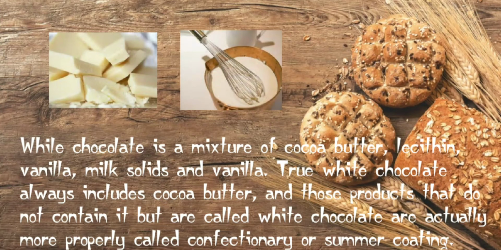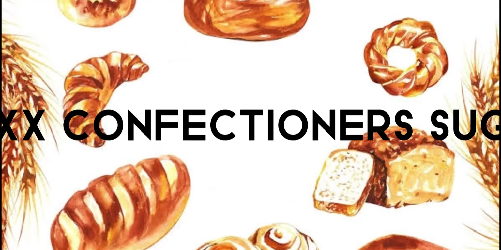White chocolate. White chocolate is a mixture of cocoa butter, lecithin, vanilla, and milk solids. True white chocolate always includes cocoa butter, and those products that do not contain it but are called white chocolate are actually more properly called confectionery or summer coating.